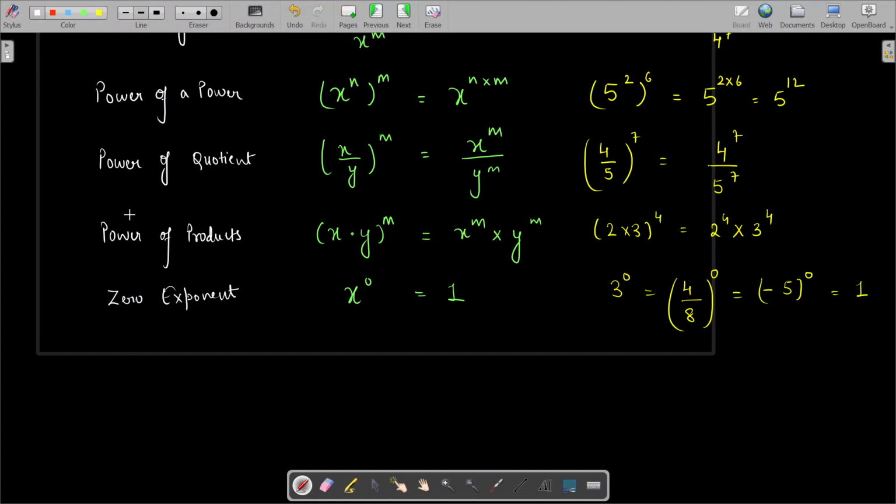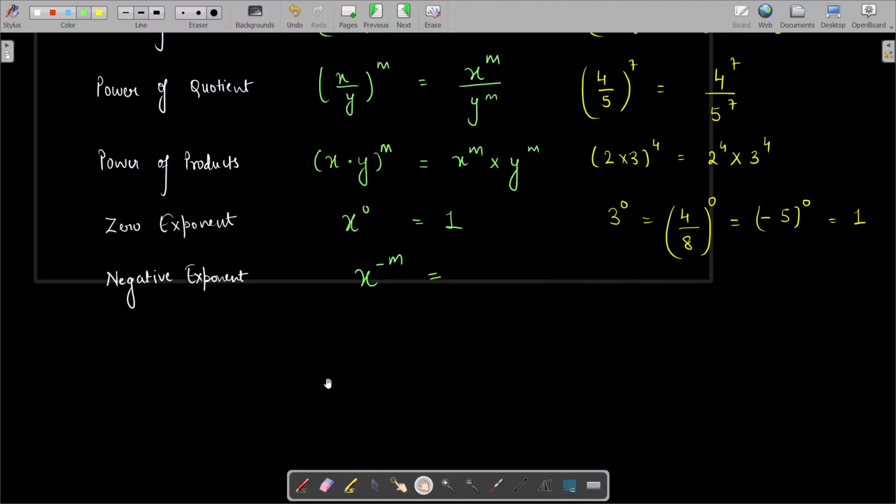Then finally we have the negative exponent rule, which is the most important one. Negative exponent. We'll be using this a lot. So if any number is raised to a negative exponent, then in order to make this exponent positive, we take the reciprocal of the base. So reciprocal of x will be 1 over x and entire thing raised to m. So the exponent becomes positive.